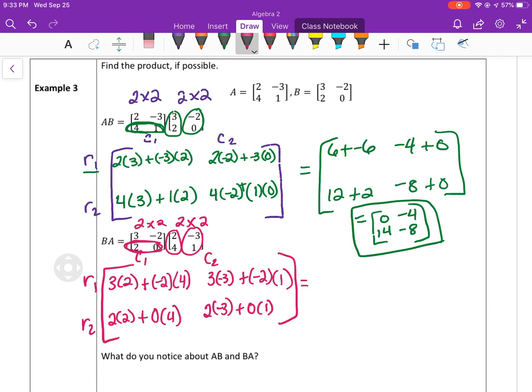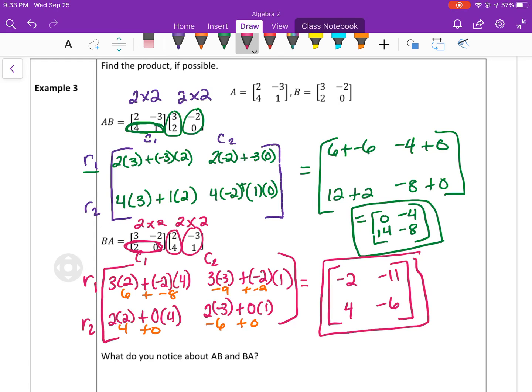And then I can do the multiplication here. You're going to get 6 plus negative 8, negative 9 plus negative 2, 4 plus 0, and negative 6 plus 0. So reducing that, 6 plus negative 8 is negative 2, negative 9 plus negative 2 is negative 11, 4 plus 0 is 4, negative 6 plus 0 is negative 6. So this is my answer for B times A.